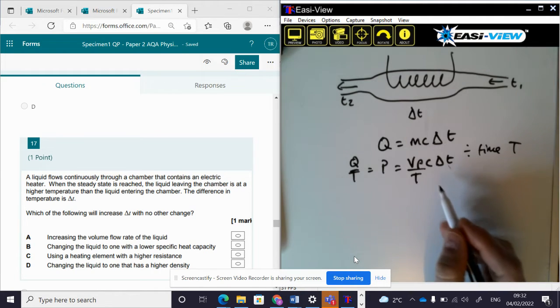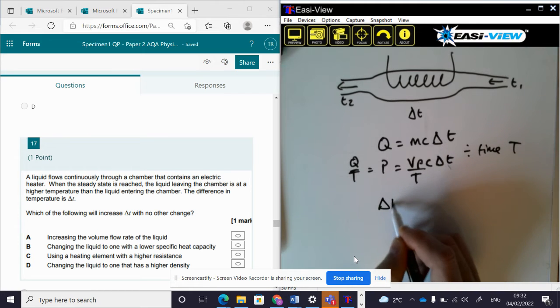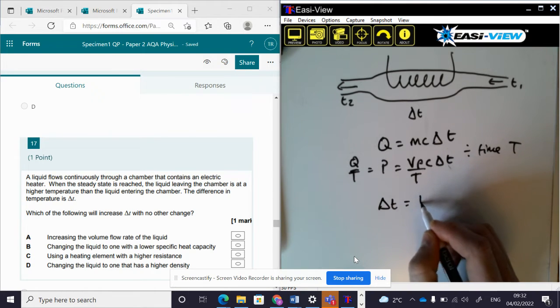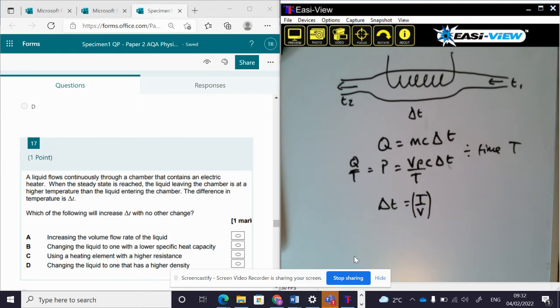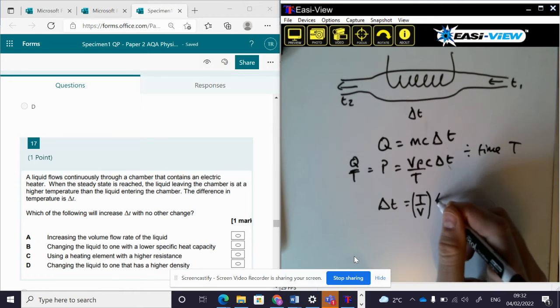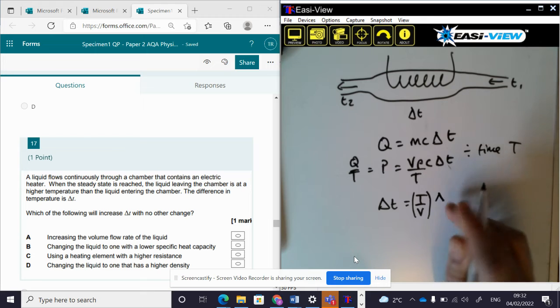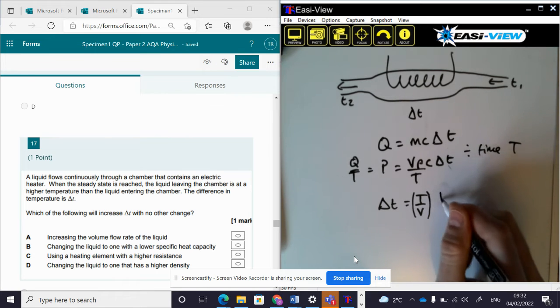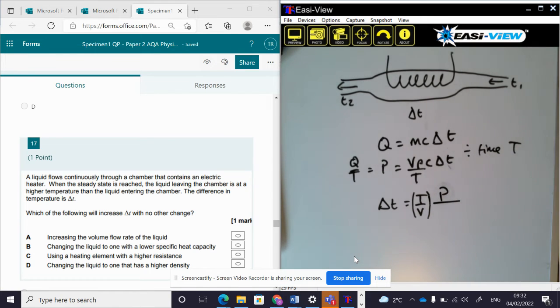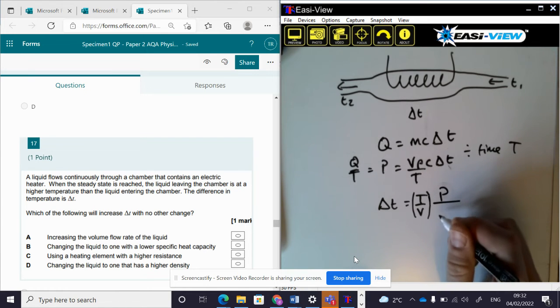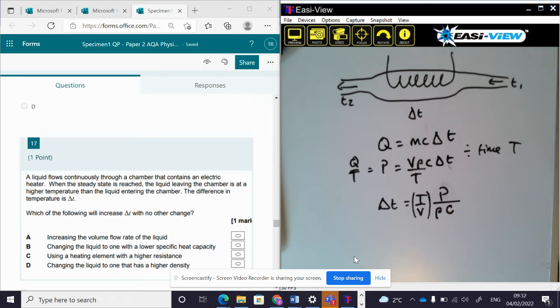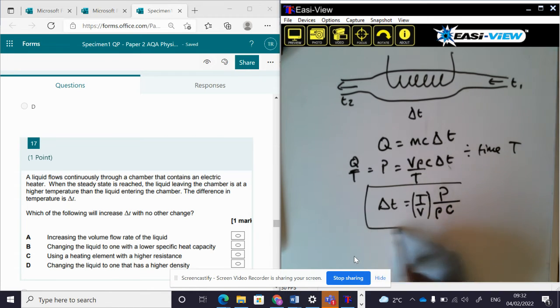Now, I can rearrange this for delta T. So delta T is equal to P over V over T times rho times c. That means it's inversely proportional to the volume flow rate. It's proportional to P, the power, which should make sense. And then it's inversely proportional to the density, and it's inversely proportional to the specific heat capacity. Now I have this expression, I can work out which answers are right and which are wrong.